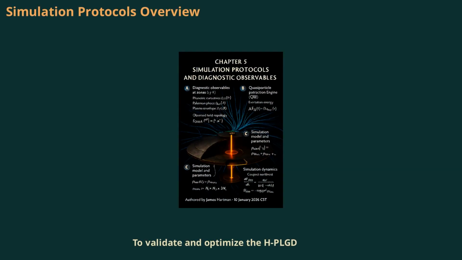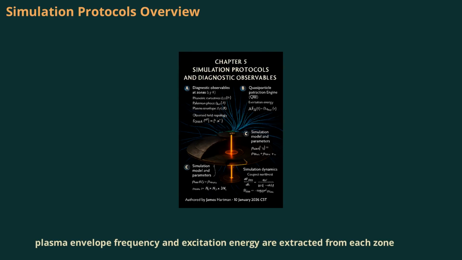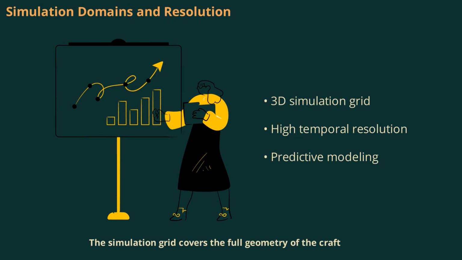To validate and optimize the H-PLGD, a comprehensive simulation framework is used. The craft is modeled in 3 dimensions, with high spatial and temporal resolution. Diagnostic observables such as phononic curvature, Polariton phase, plasma envelope frequency, and excitation energy are extracted from each zone, providing detailed insight into system behavior. The simulation grid covers the full geometry of the craft, using cylindrical coordinates for accuracy.